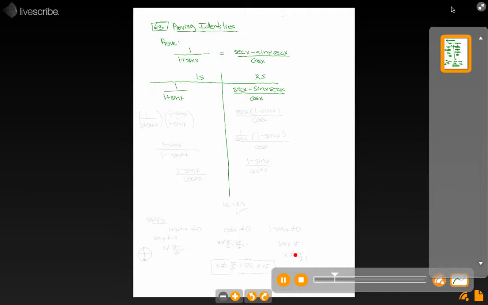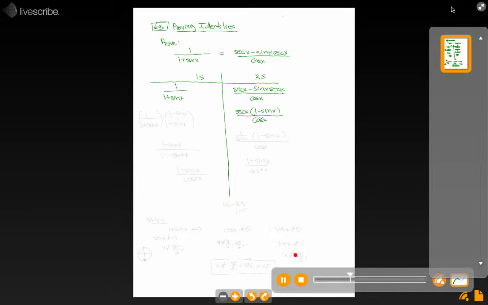On the right side, I definitely see something that factors. I can factor out a secant x out of the numerator, leaving me with 1 minus sine x, all that still over cosine x. Now, that doesn't yet look like the left side, but it does pose an interesting idea: I have 1 plus sine x on the left and 1 minus sine x on the right. This springs up the idea of conjugates, which was the sixth hint for proving I gave you before.